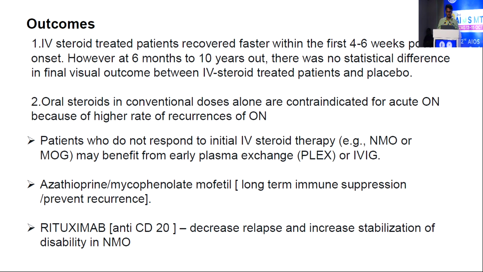Outcomes: IV steroid treated patients recovered faster, within the first 4 to 6 weeks post onset. However, at 6 months and 10 years, there is no statistical difference in final visual outcome. Oral steroid in conventional doses alone is contraindicated for acute optic neuritis because of higher rate of recurrence. Patients who do not respond to IV steroid therapy can be treated with plasma exchange, azathioprine and mycophenolate mofetil for long-term immunosuppression and to prevent recurrence. Rituximab, which is a monoclonal antibody, decreases relapse and increases stabilization of disability in neuromyelitis optica spectrum disorder.